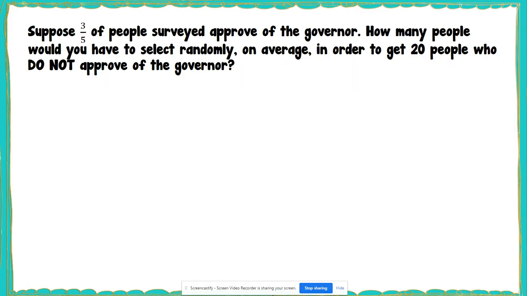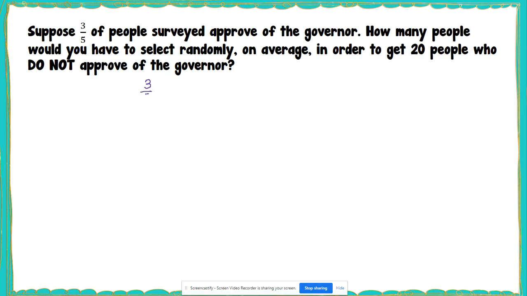Next, we see, suppose 3/5 of people surveyed approve of the governor. How many people would you have to select randomly on average in order to get 20 people who do not approve of the governor? The first thing we need to understand is what 3/5 means.